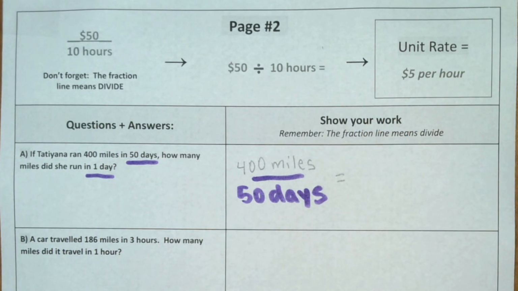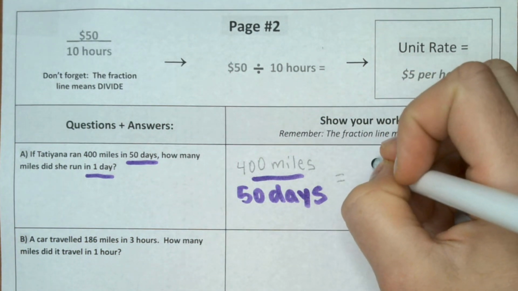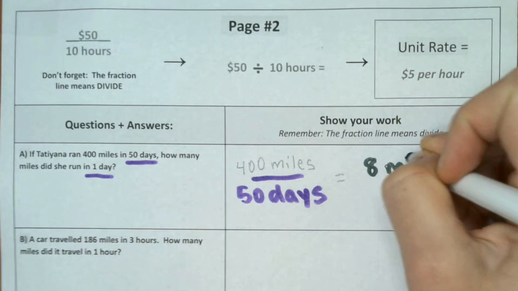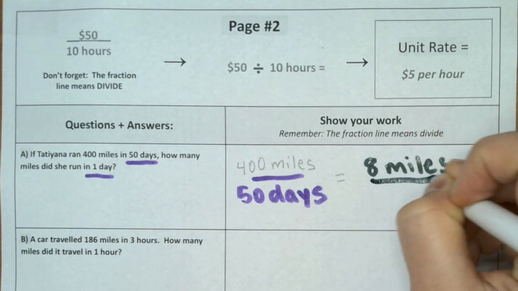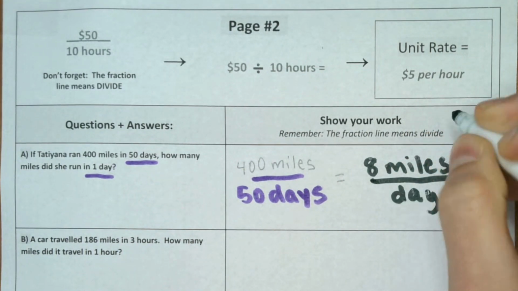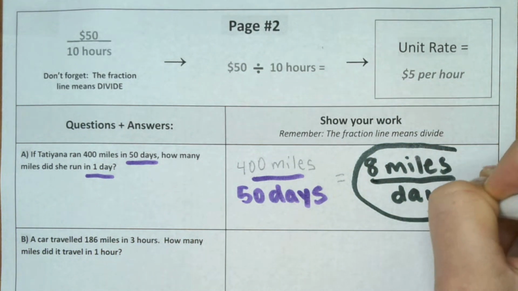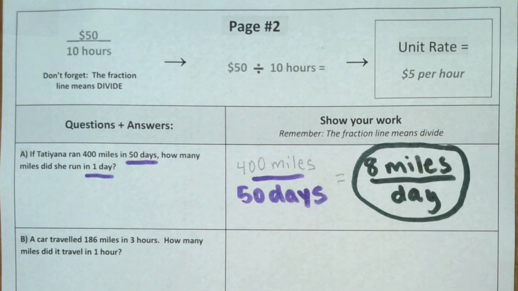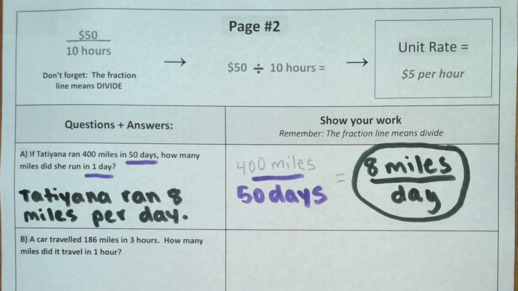And 400 divided by 50 is 8. So that means our unit rate is 8 miles per day. So I'm going to circle my answer. And then I'm going to write a sentence for my answer over here. Tatiana ran 8 miles per day. Make sure you have this down. Complete the rest of page 2, and then come back to the video for page 3.